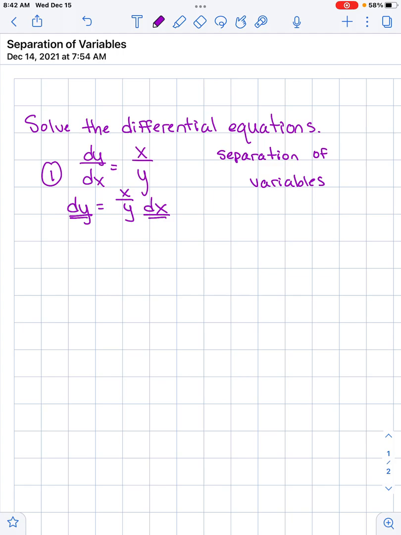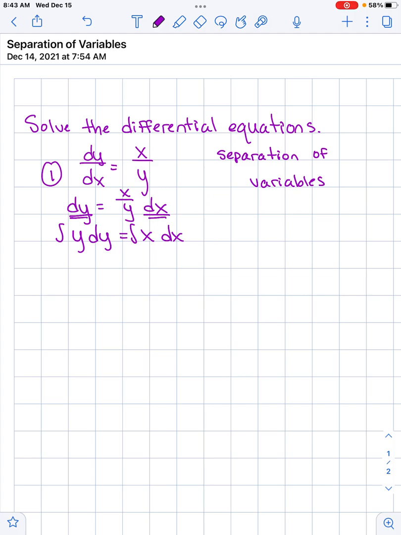So what I'm going to do is get the y's together. I'm going to multiply by y on both sides, so I end up with y dy equals x dx. Now that I have both sides separate, y on the left and x on the right, I can find the antiderivative. I'm going to do this the formal way the first time through, and then I'll drop some of this formality later on.